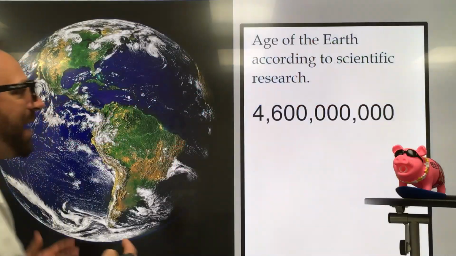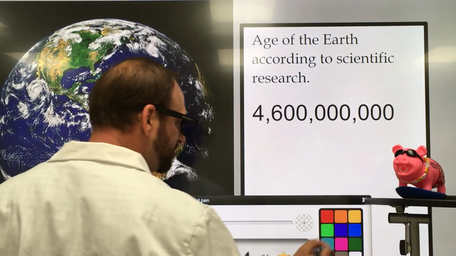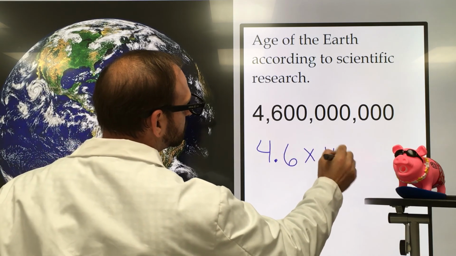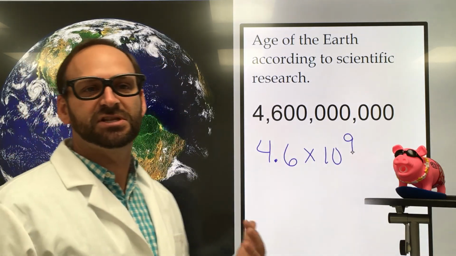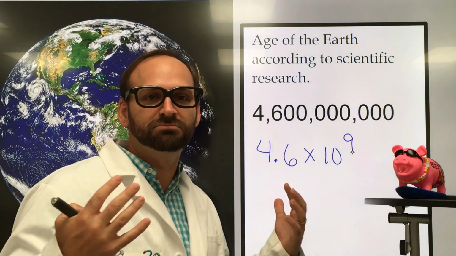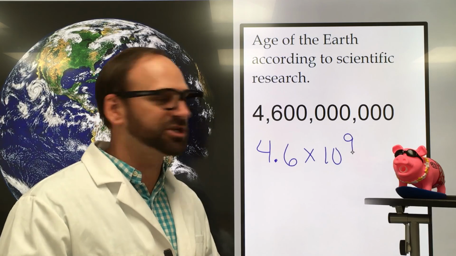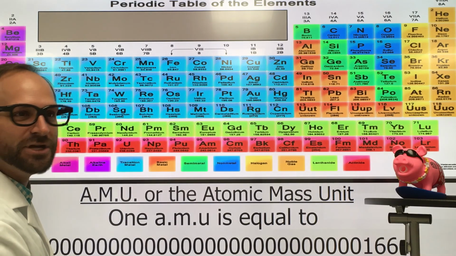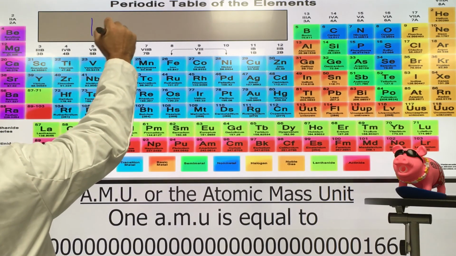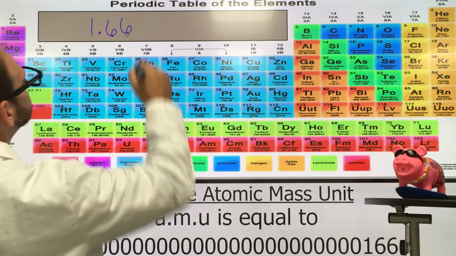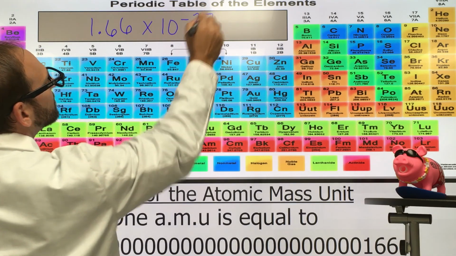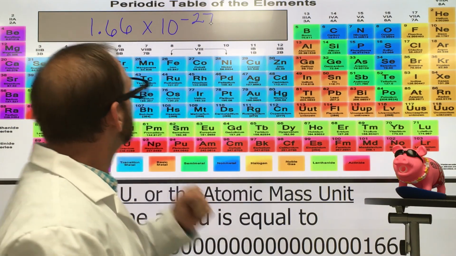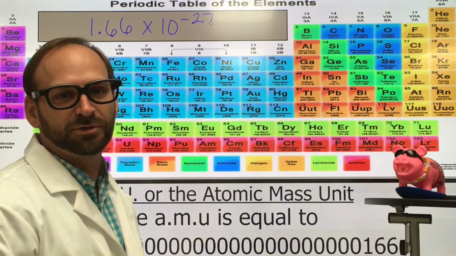So if we go back to planet Earth, I could use scientific notation, reduce these zeros, and be able to express this number as 4.6 times 10 to the ninth. Clean, smaller, easier to understand. I could rewrite the atomic mass of a unit as 1.66 times 10 to the negative 27. Again, reducing the number of zeros that are visible so that I can see or understand this number.